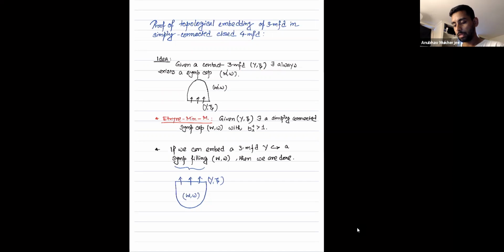And that's the reason if we can embed our 3-manifold in some filling. As I said, it is known that there exist 3-manifolds with no filling. But if we are able to embed our 3-manifold in some filling, then we can cap off this filling and thus construct a symplectic 4-manifold. So that's one of the ideas I have in mind, and I wanted to work on that idea.